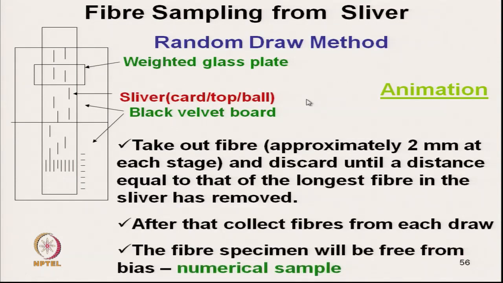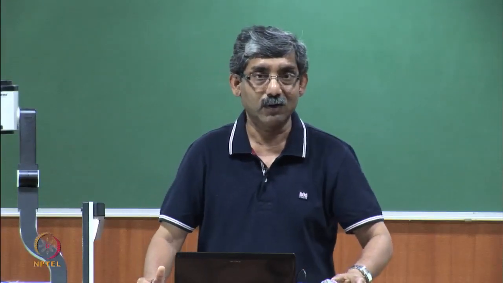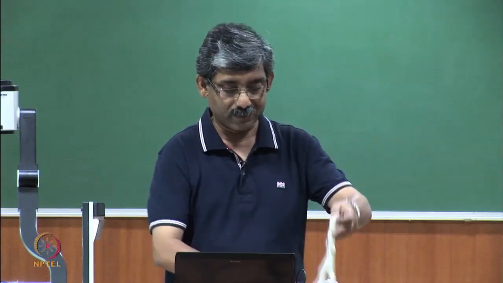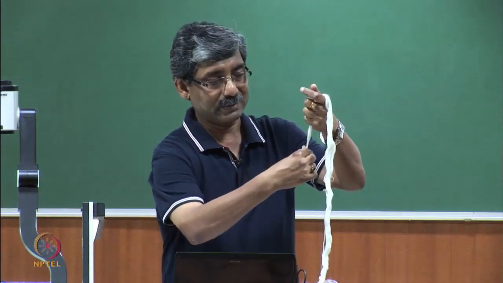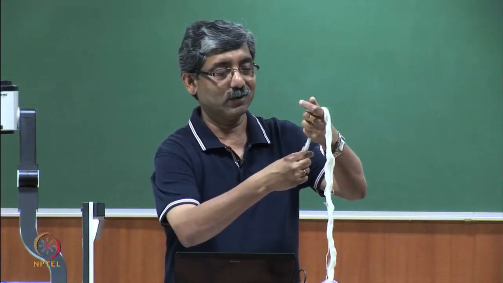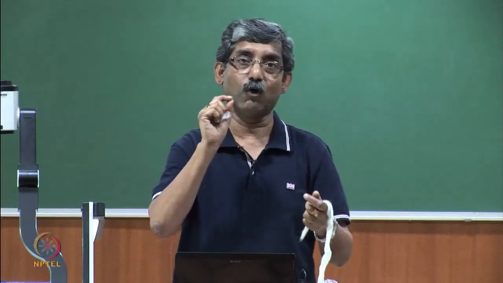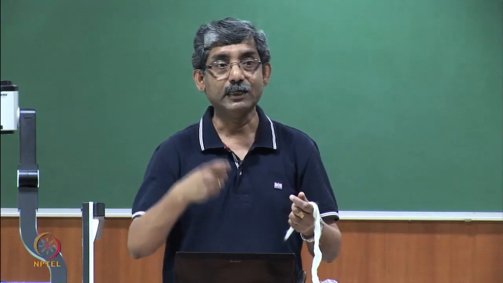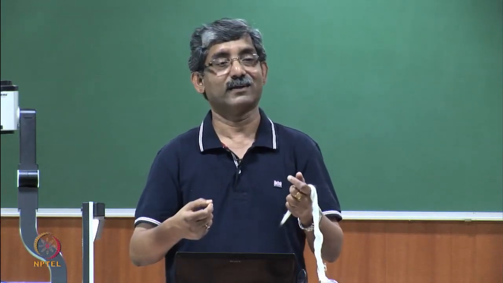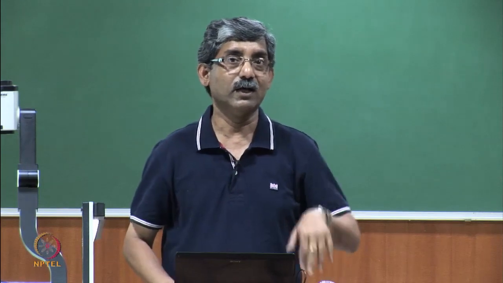Now, the fiber specimen will be free from bias. There is no length bias, because when we are removing the fibers from the tip, a smaller fiber or a longer fiber, short fiber and long fiber, will have equal opportunity to get selected. This is called numerical sampling.